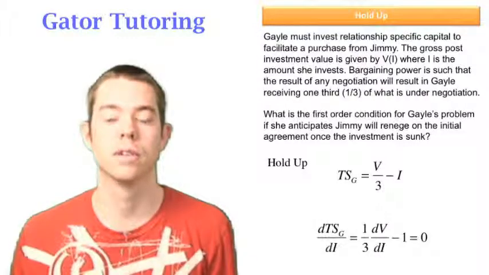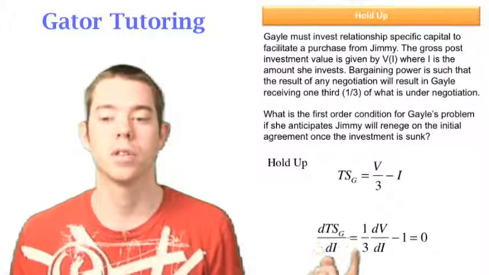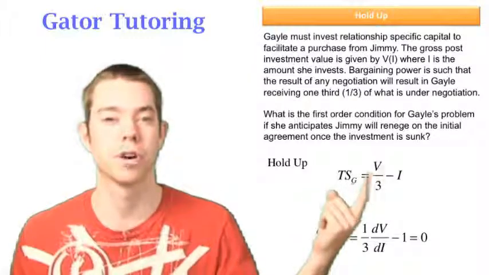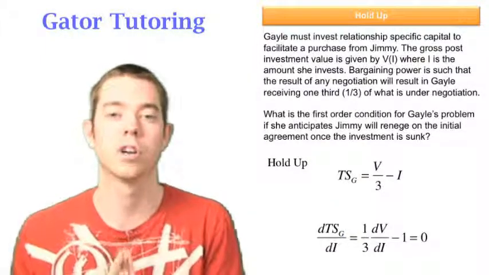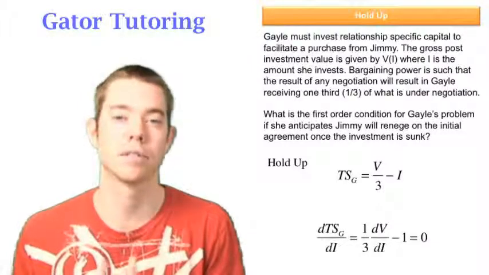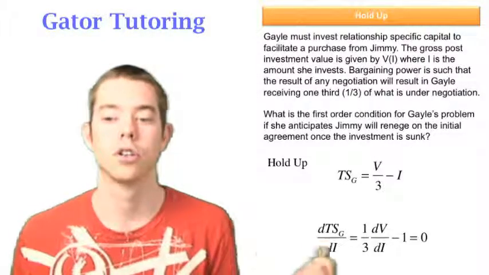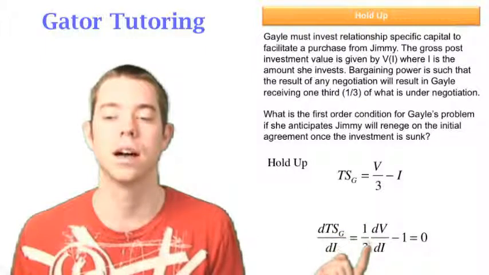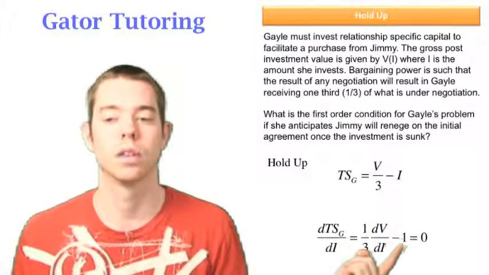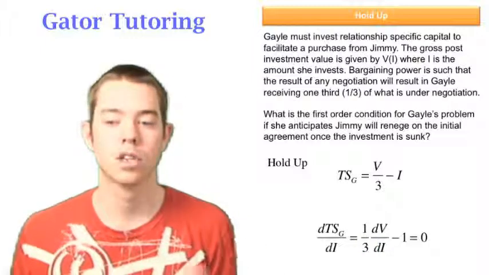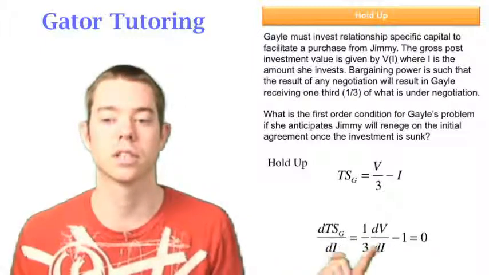When we take the derivative with respect to I, be careful that you understand that since value is a function of I, that doesn't drop. It's not a different variable. It's a function that consists of I. So we'll have 1/3 dV/dI, or the derivative of value with respect to I, minus 1 is equal to 0. So be comfortable with seeing this. Don't let this scare you.